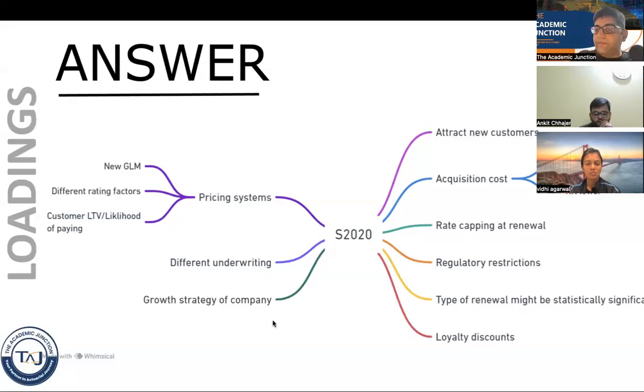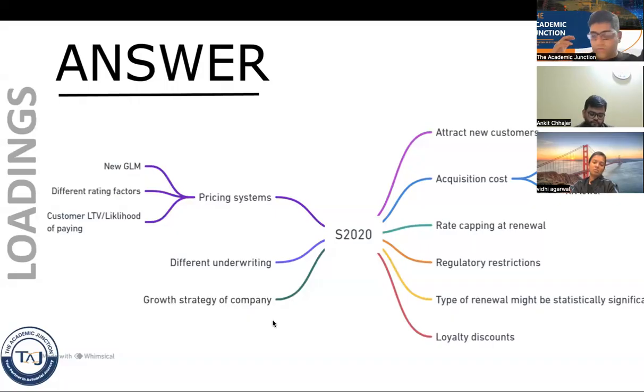Type of renewal might be a statistically significant factor, right? You have to mention that, since you're giving the pricing exam. If someone asks you why new business pricing is different from renewal pricing, the first thing that has to come to your mind is that the rating factors are different for new business, and business type is a significant factor, which is why you're seeing different premiums. That should be an obvious answer.